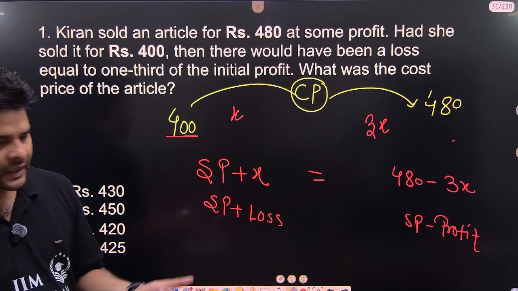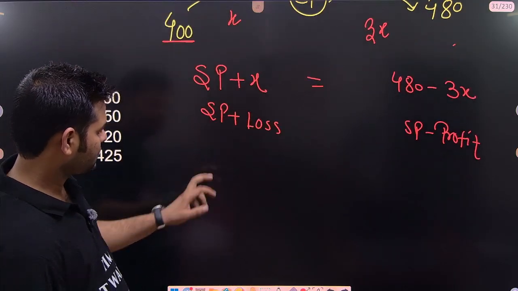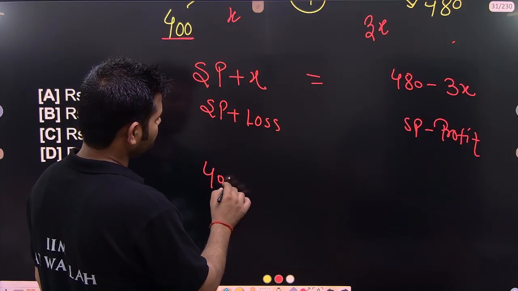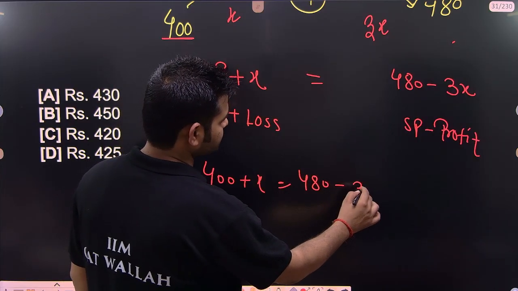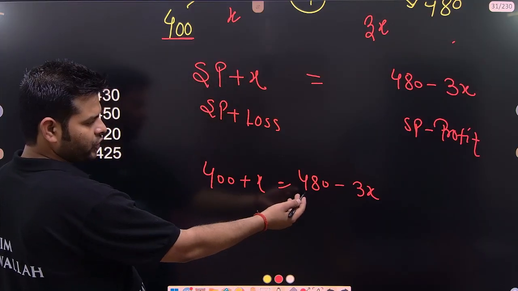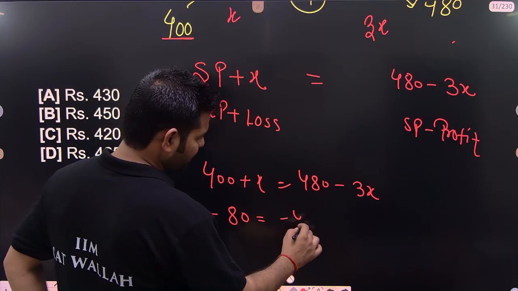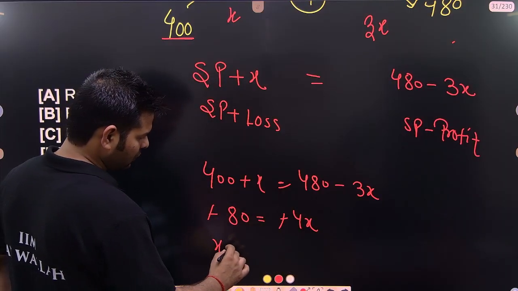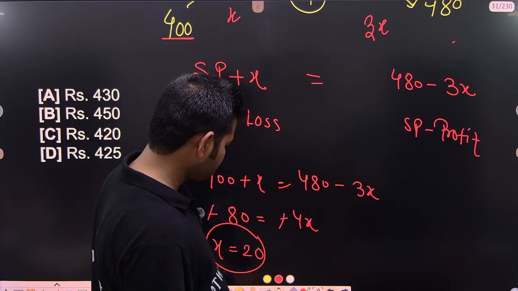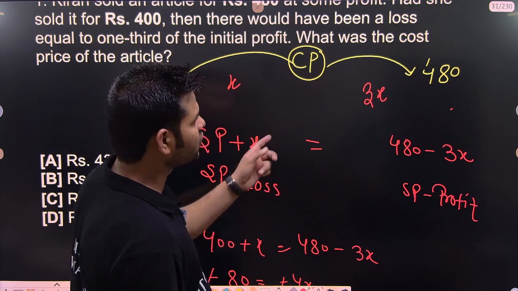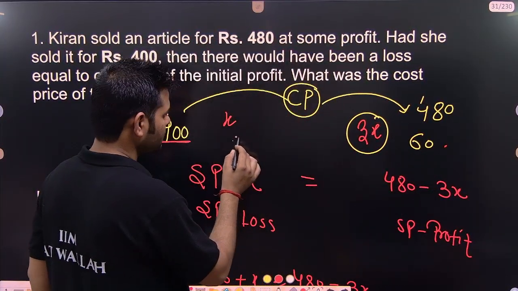ये भी CP है, ये भी CP है, बट यहां पे CP है कितना? If you solve, 400 plus x and 480 minus 3x, you will get x equal to 20. X equal to 20 means what? The profit is 3x, so the profit would be 60, and the loss is 20.